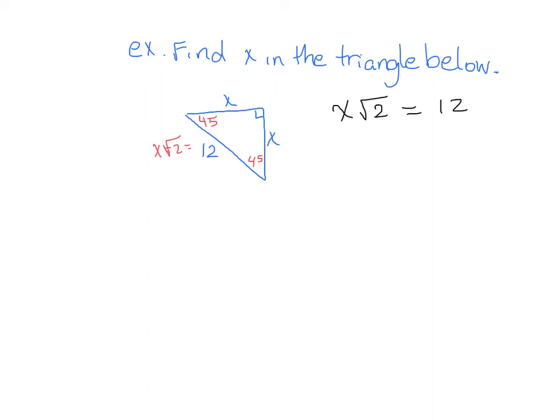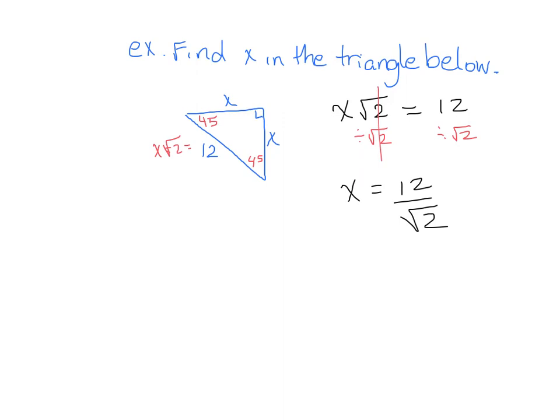So we are trying to isolate our x, and in order to do that, we have to divide both sides by root 2. All right, when we divide both sides by root 2, we get that x is 12 over root 2. Now, unfortunately, we can't stop there. It would be wonderful if we could, but we're not supposed to have radicals in our denominator. We're not supposed to have any square root signs in our denominator.